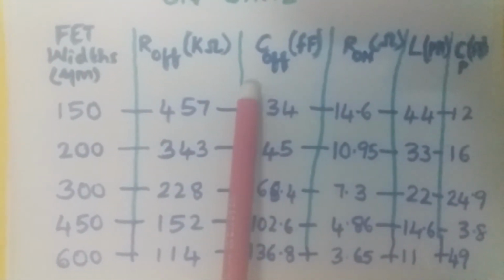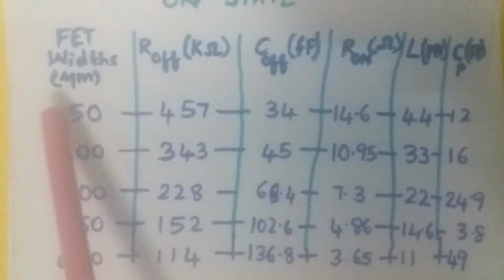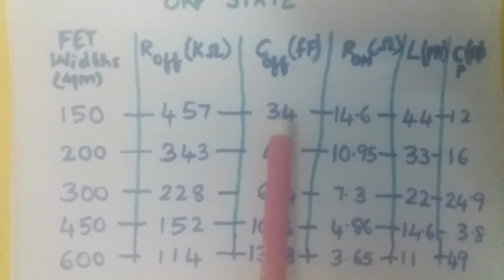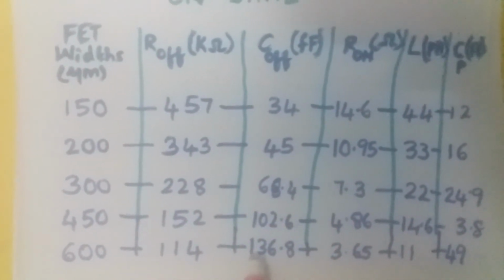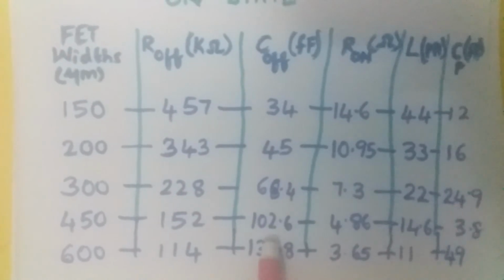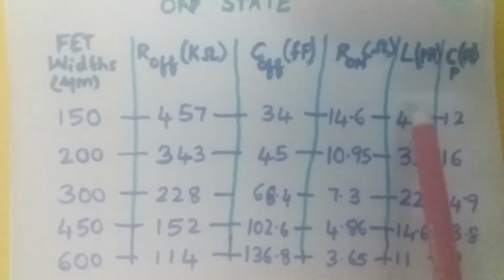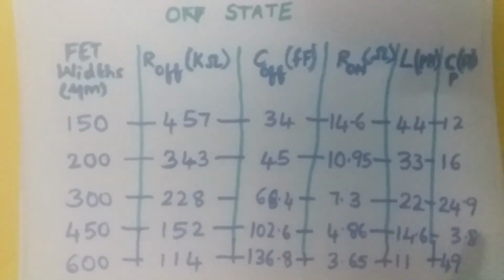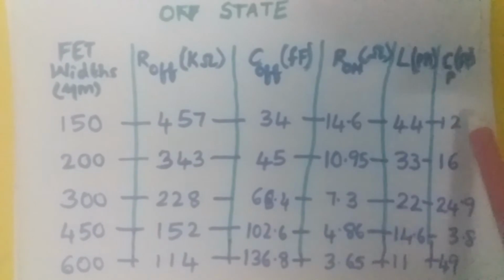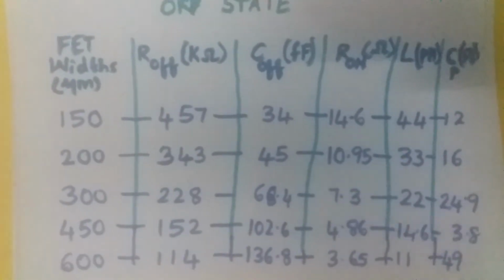Now how about the capacitance? It is equal to epsilon naught A by D. So that is epsilon naught width into length by the depth. So as width increases, we see that the capacitance value increases, C off increases. Similarly, how about the inductance? That is the parasitic inductance. So that reduces as the FET width increases. And how about the parasitic capacitances? That also increases with increase in FET widths.